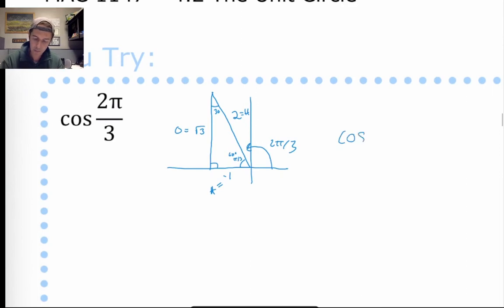Cosine of 2 pi over 3. Cosine is adjacent over hypotenuse, which in this case is negative 1 over 2. Don't have to simplify that. That's just my final answer. You could go back and time me and see how long it took to do that, including the articulation and maybe a little bit of extra labeling.